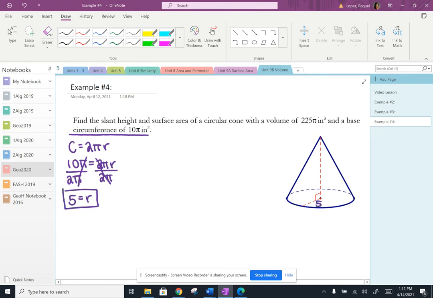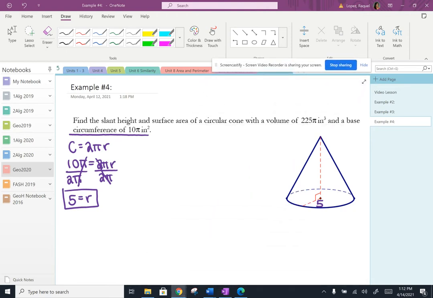So this is 5. Let me label that nicer. Okay. The next thing I can do is let's go ahead and find the height of this cone. And to find the height, we're going to use the volume formula. So volume is 1/3 area of the base times the height. Well, I know that the volume is 225 pi. So 225 pi, and I'm going to set that equal to the volume formula.